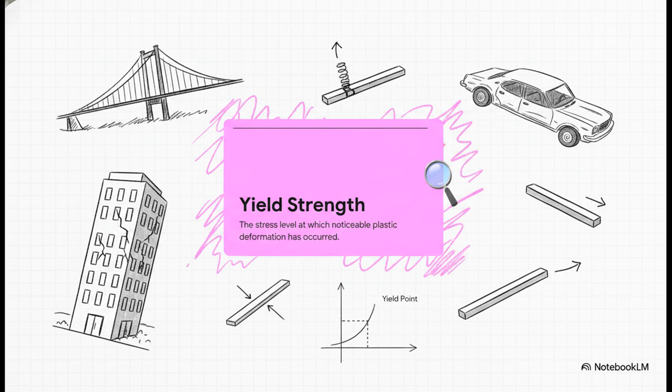Now, because we really don't want our bridges, buildings, or airplanes to permanently warp while we're inside them, engineers rely on a crucial safety metric called yield strength. Yield strength is, in essence, a material's maximum tolerance before it undergoes permanent plastic deformation. Keep the stress below the yield strength, and the material will bounce right back. Go over it, you've permanently bent it out of shape.